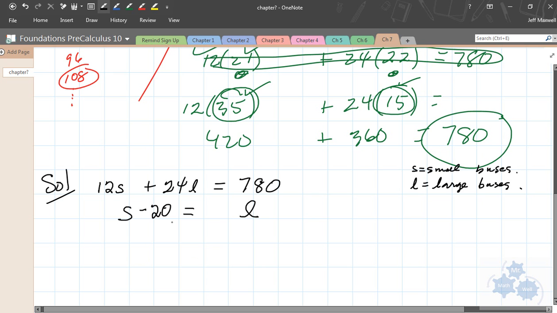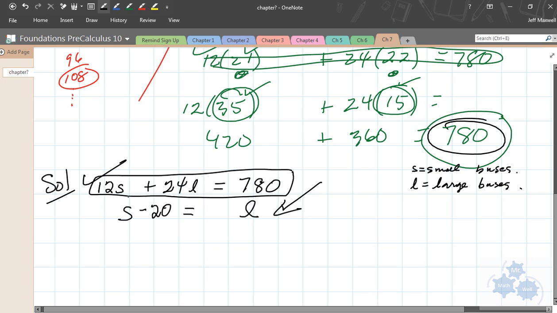You're right. The 780 does not go into this equation at all, because it has nothing to do with students. This first one had everything to do with the number of students that we were carrying. This second one has to do with the number of buses. Yes, that's why you need the two equations, because the answer for S and L has to satisfy both equations. So that's an important point that I'm going to write next.